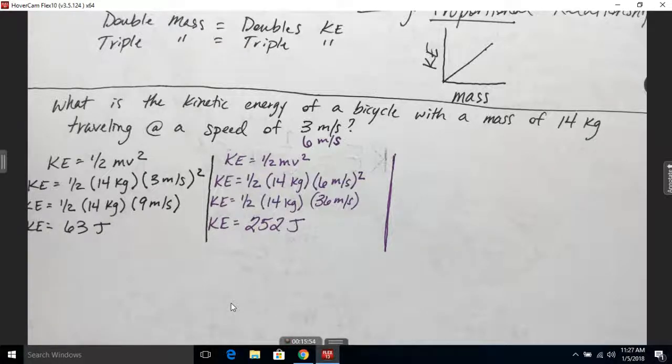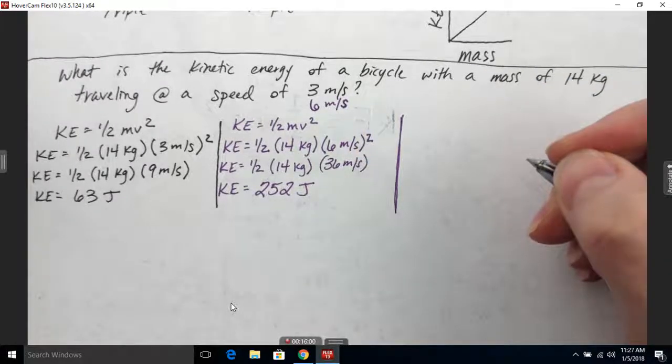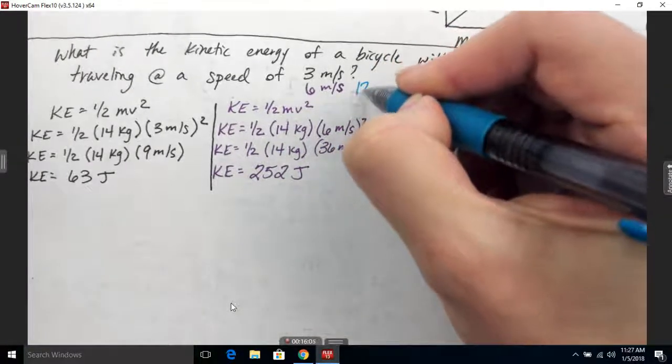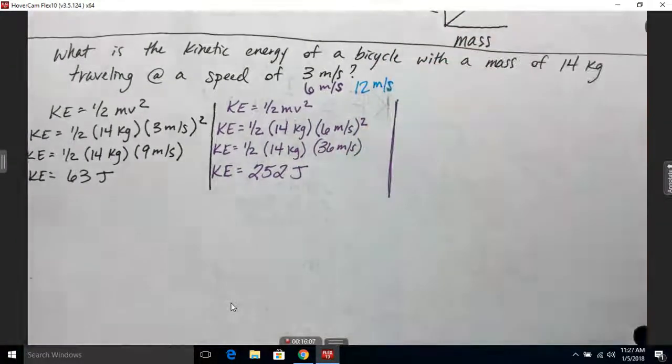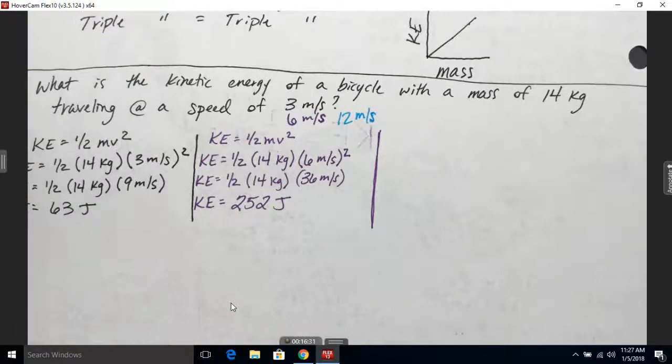So let's say, okay, what would our speed be if we double it again? 6 times 2, 12. So what do you think the kinetic energy is going to be for 12? Use your calculator. Y'all just figured it out. Y'all are smart. 1008. Y'all just told me that from 63 to 252, it went up 4 times.